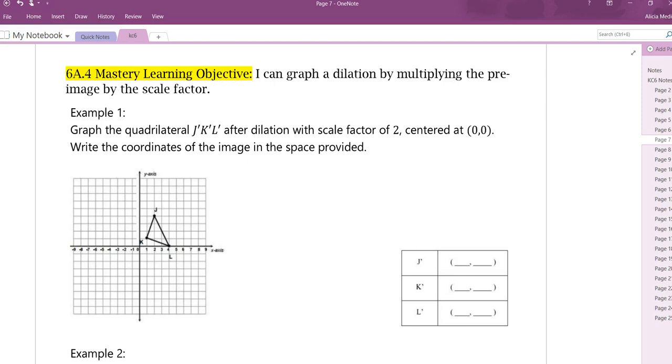Hey guys, in this video we're going to be covering activity 6A.4. Our master learning objective is being able to graph a dilation by multiplying the pre-image by the scale factor.